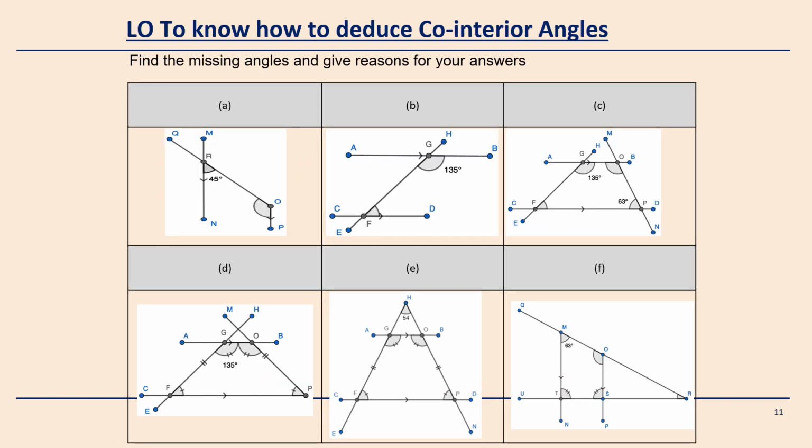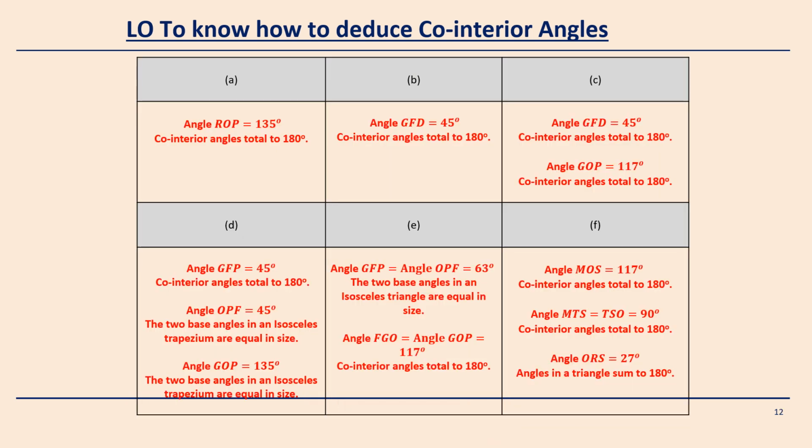Right, have a go at these questions, find the missing angles and write your reasons. So pause the video, give yourself about 10 minutes to try these. Okay, 3, 2, 1. There's your answers. Mark your work. Pause the video while you're doing it. Check that you've got all the reasons correct. If there's any reasons you've got wrong, go back through it again.